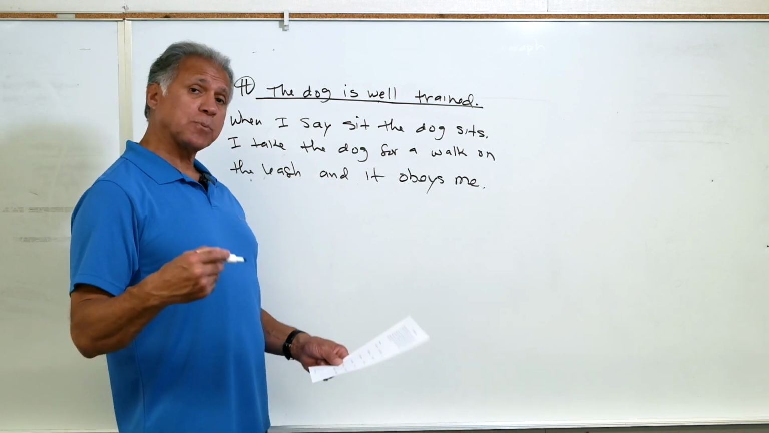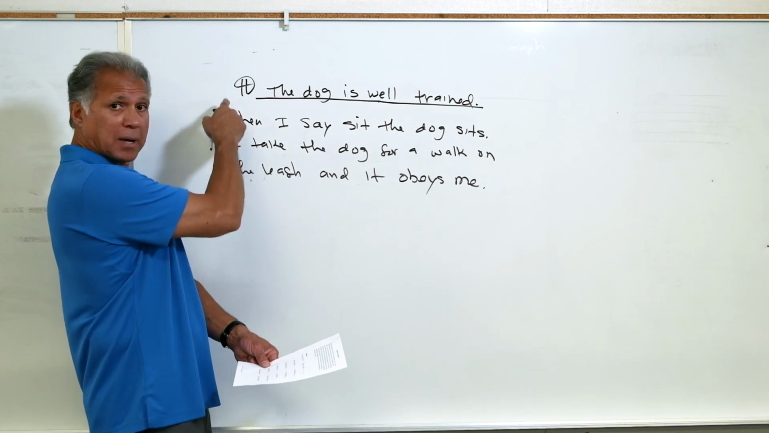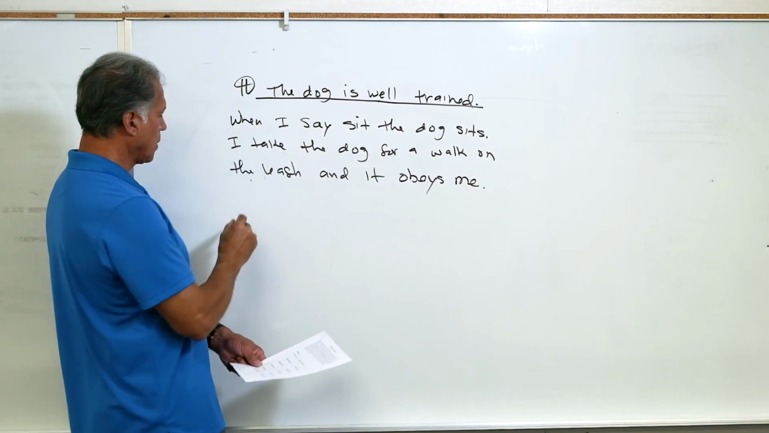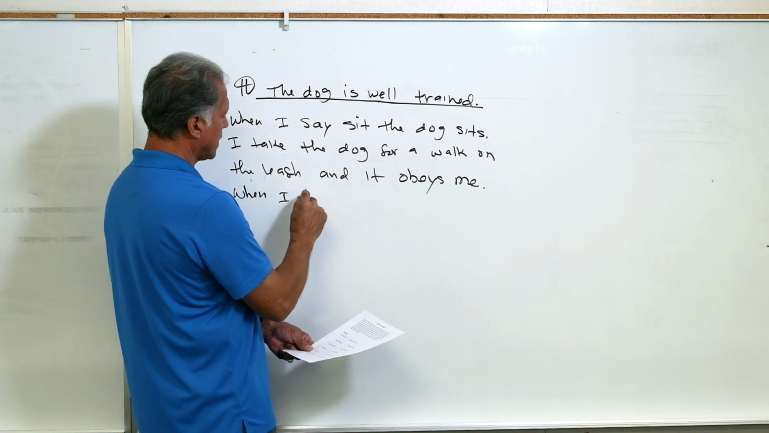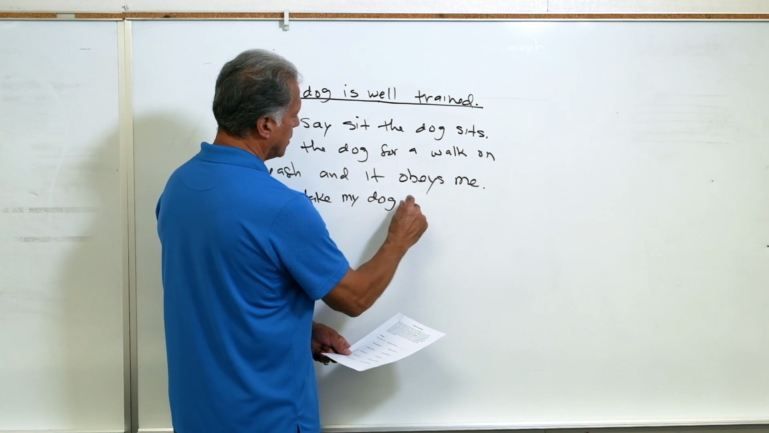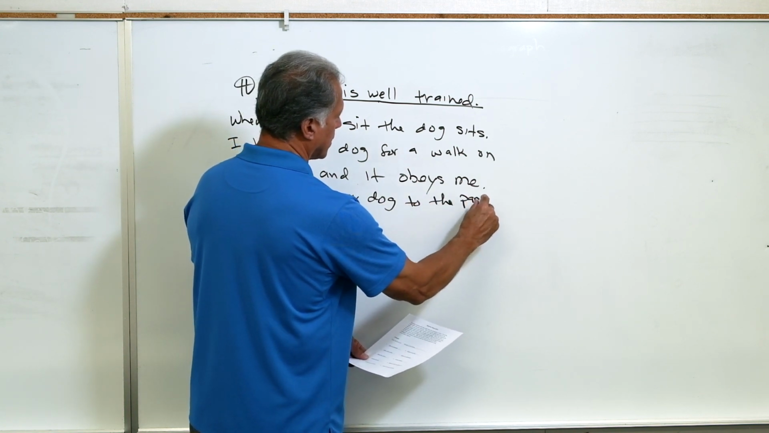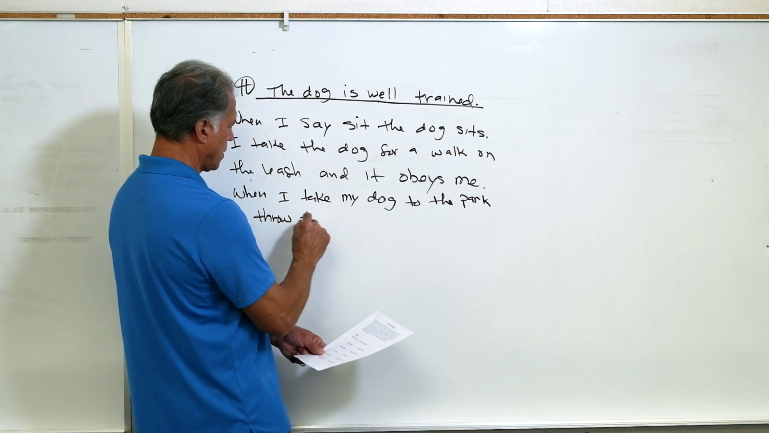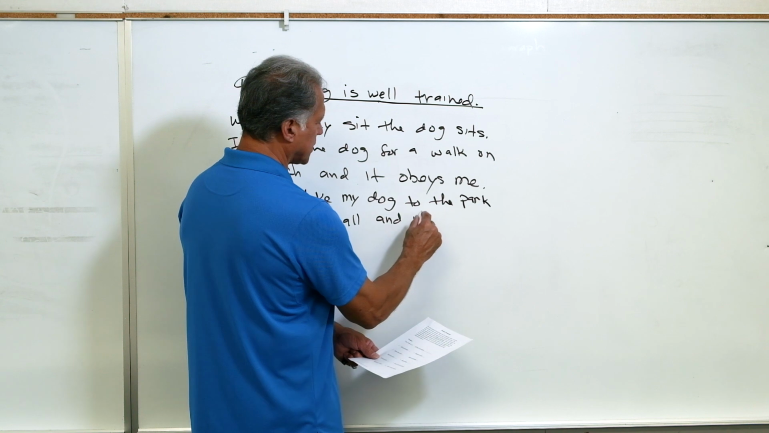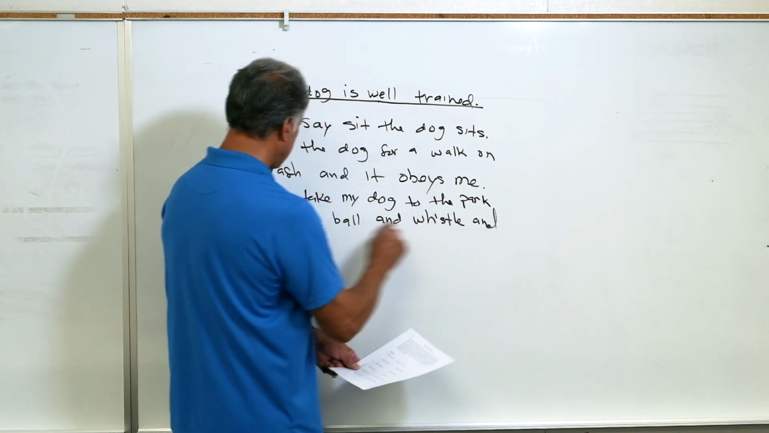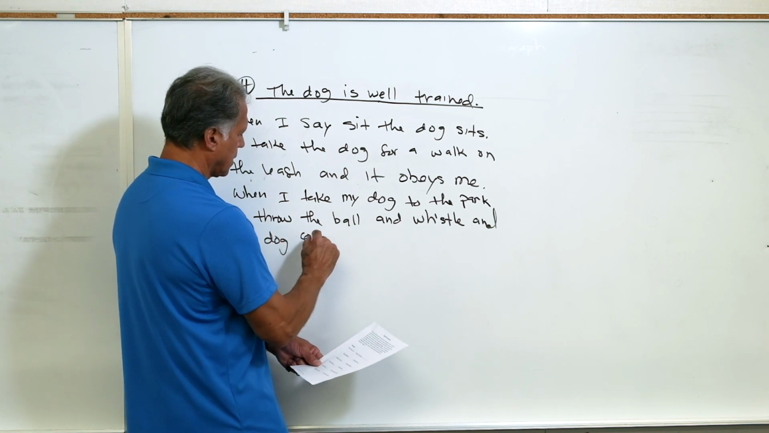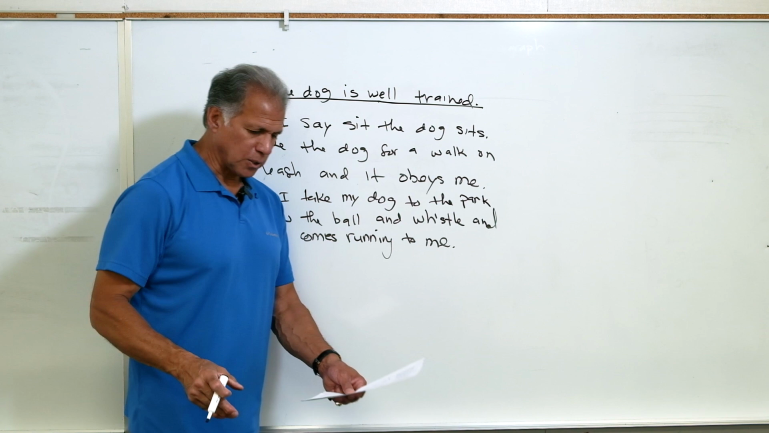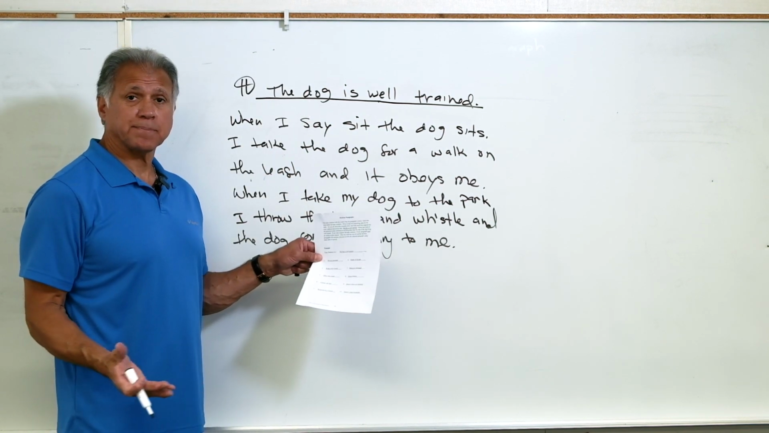He fetches the ball and he responds to a whistle. So I'm going to say, notice how I'm lining up all my sentences. This is indented. This is how teachers identify a new idea, by the indented sentence. When I take my dog to the park, I throw the ball and whistle, and the dog comes running to me. So as you can see, this is how you write the paragraph using the skeleton paragraph method.